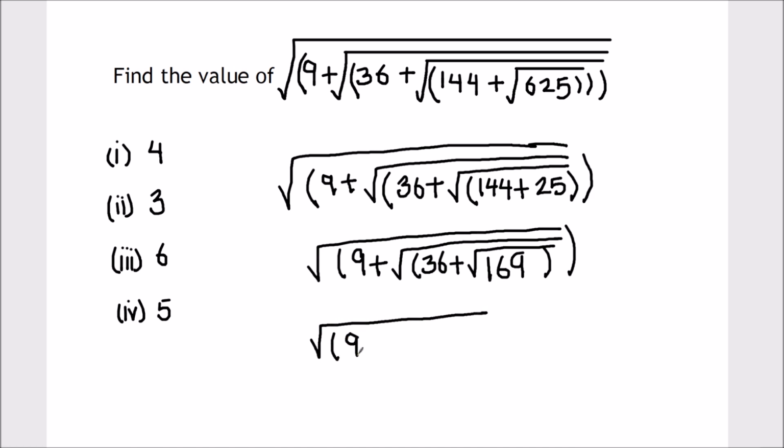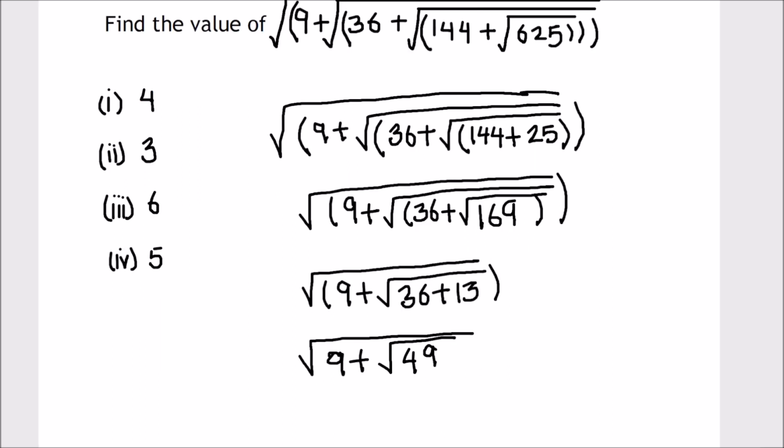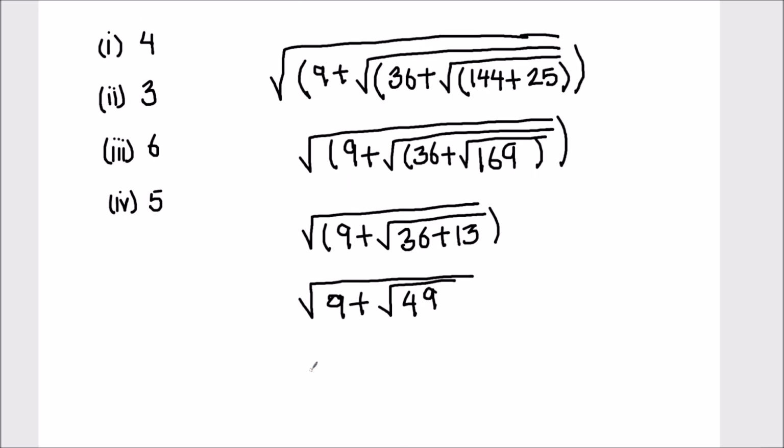So that's going to be 9 plus square root of 36 plus 13. So next step will be square root of 9 plus 36 plus 13, which is square root of 49, since 6 plus 3 is 9 and 3 plus 1 is 4. So square root of 49 is 7.